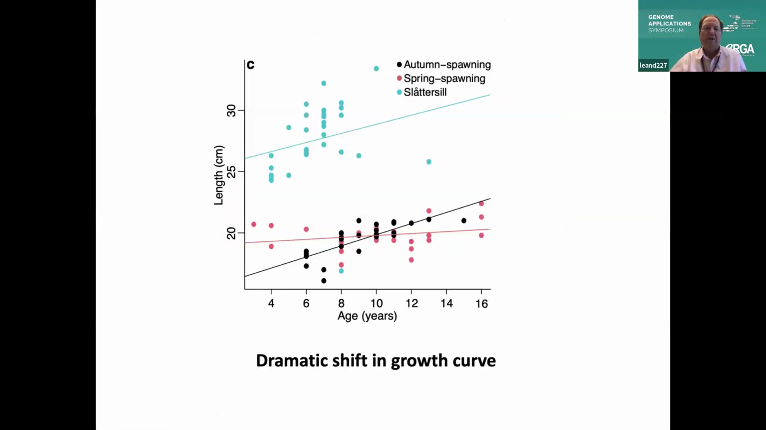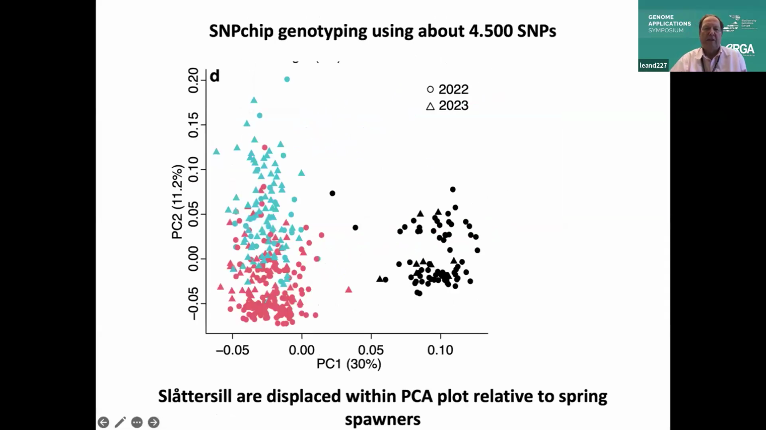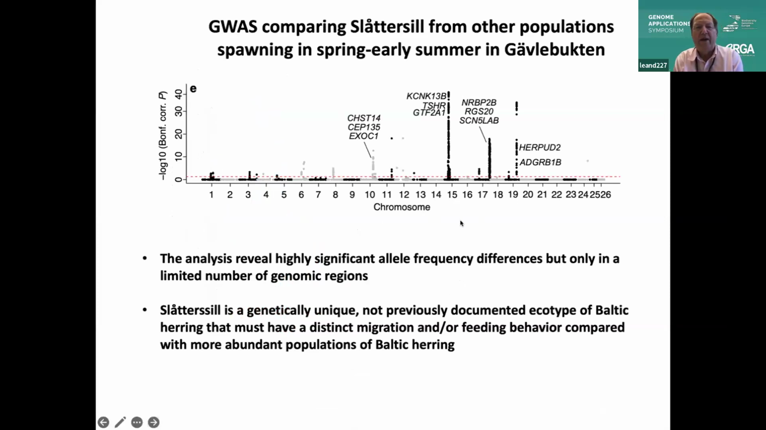So if you look at the growth curve, if you measure age, this is the small planktivorous herring, spring and autumn spawners, and this is this slåttersill, which has a much higher growth rate. If you do SNP chip genotyping with this tool that I described, then you see this is the autumn spawning planktivorous, this is the spring spawning planktivorous, and this is the, you could say, late spring piscivorous herring. If you then do GWAS comparing this piscivorous herring to other populations, what you see is quite interesting: you see very significant genetic differentiation at certain loci with p-values of 10 to the minus 40. There's no question that these are genetically differentiated, but you can see for most chromosomes, there's very little signal.